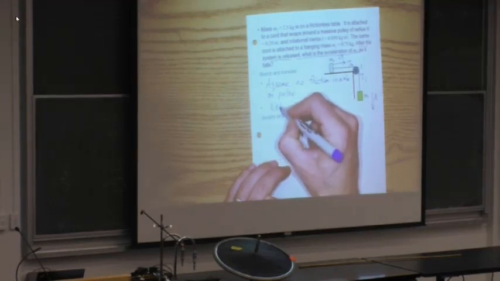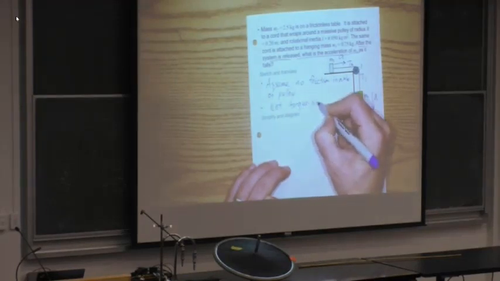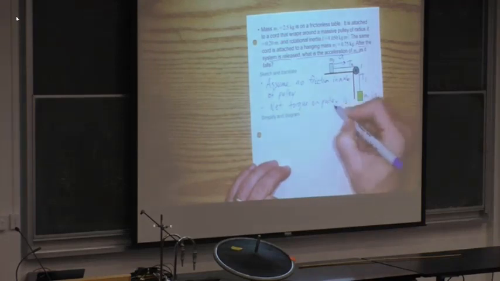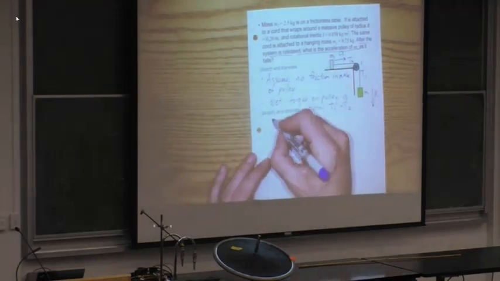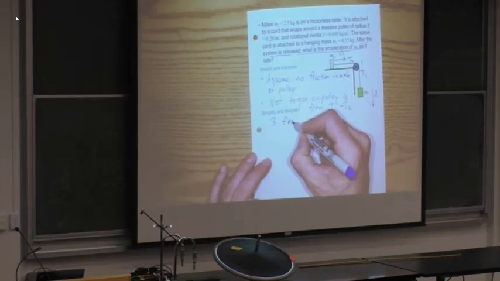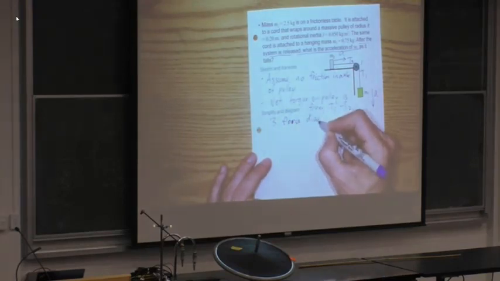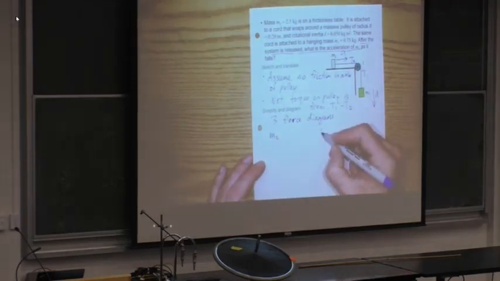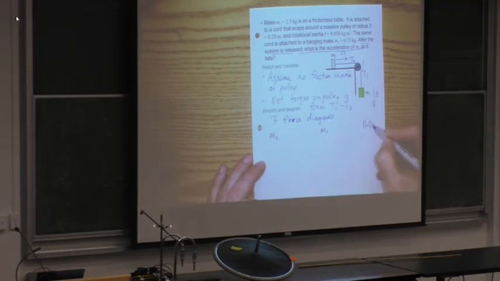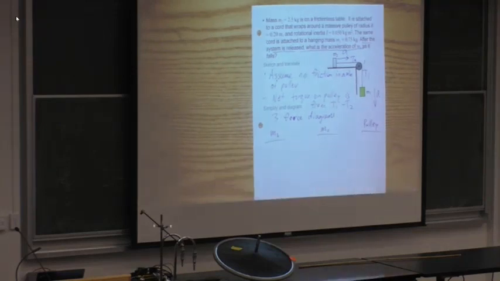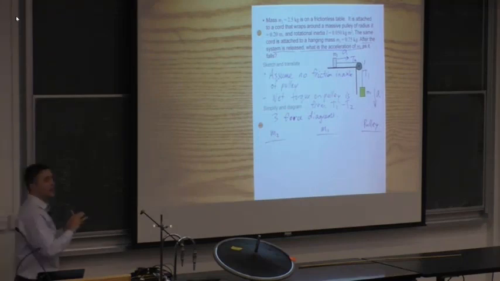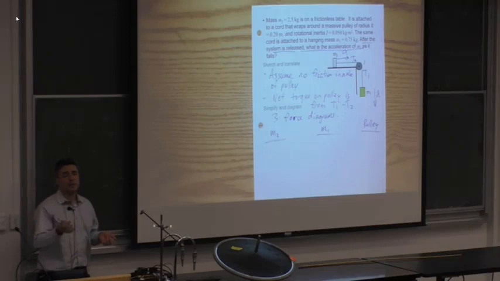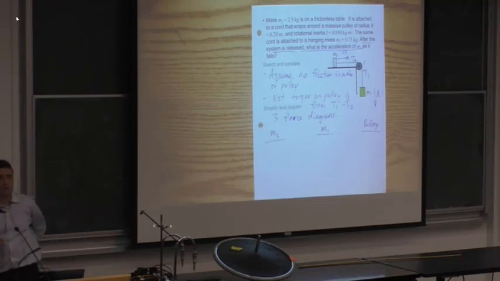So the net torque on the pulley is from T1 minus T2, something like that. What I'm going to do is draw three force diagrams because there are three objects: one for M2, one for M1, and one for the pulley. Each force diagram is going to give me a Newton's second law, so there'll be three equations, and I can solve three unknowns. And that's how you do this. The tensions are going to be unknowns, and the accelerations.